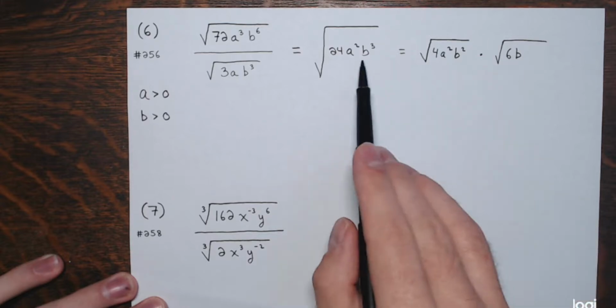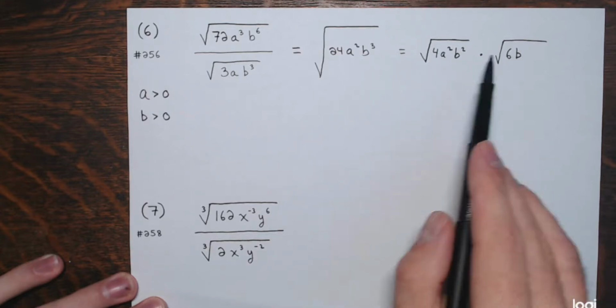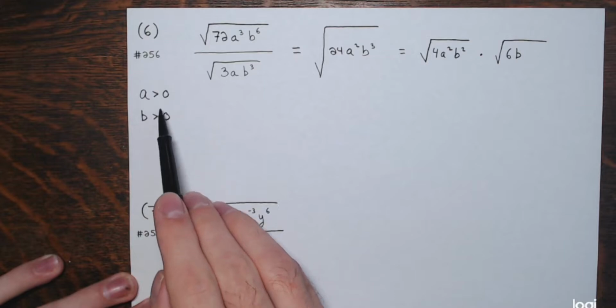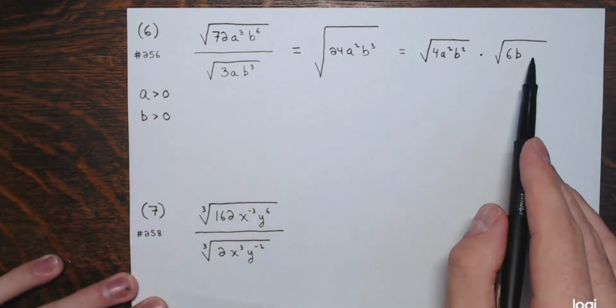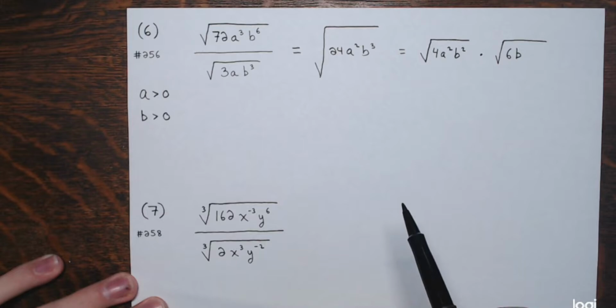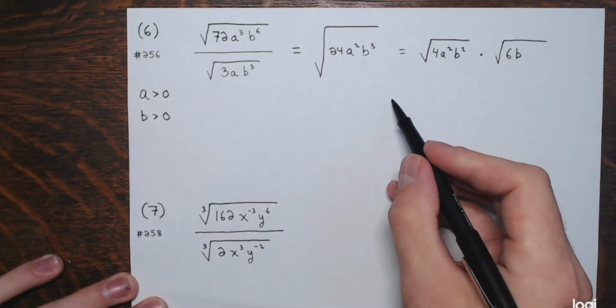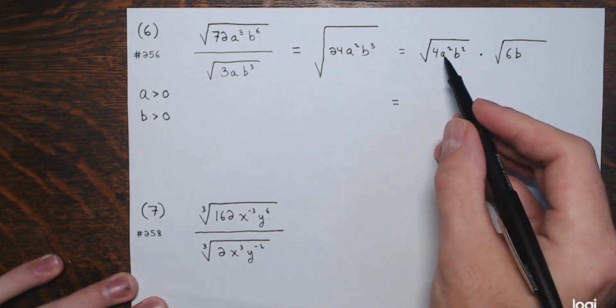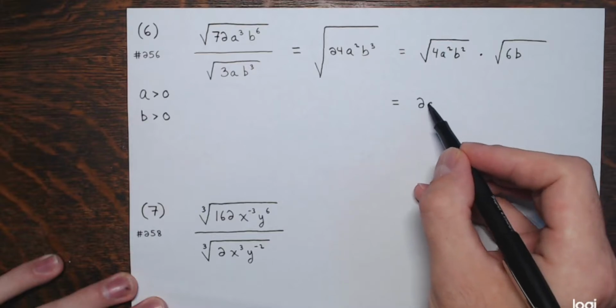And again, you can use this product property because everything's a real number, right? If a and b are positive, these are all real numbers here. So we can apply that property. Alright, then the square root of 4a squared b squared would be 2ab.